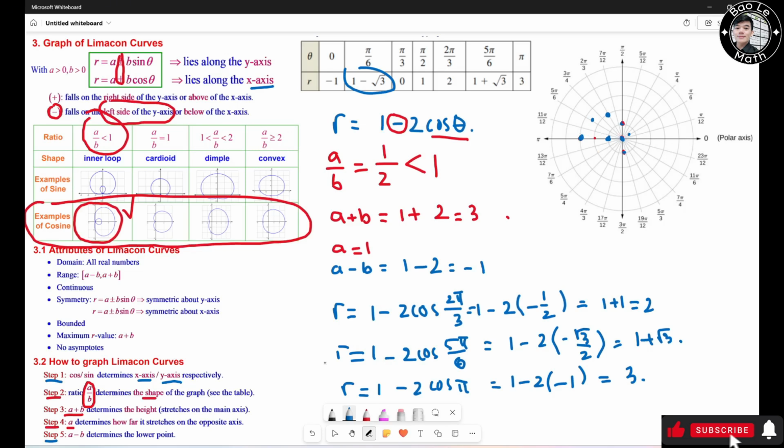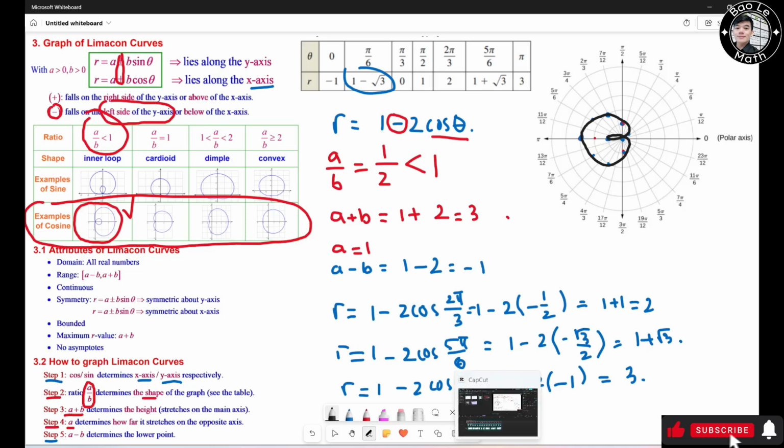Now the last step is to find the symmetrical points of these points over the x-axis, right? Now we just connect these points and we get the graph of these Limaçon curves. Alright, so it's going to be something like this. Now we can use the calculator to check our work.